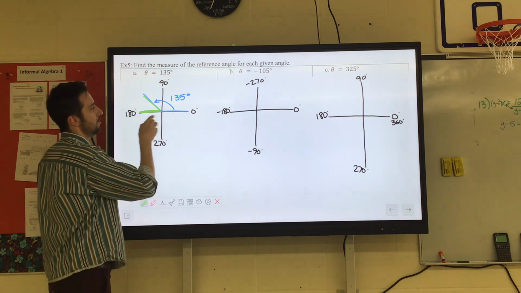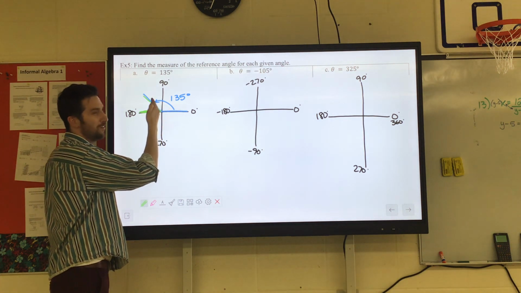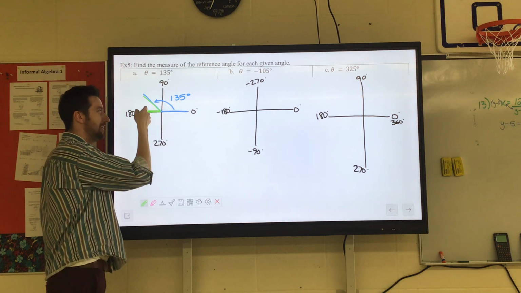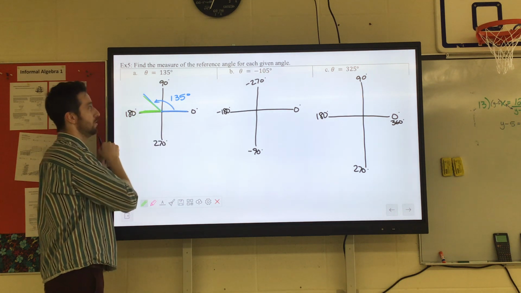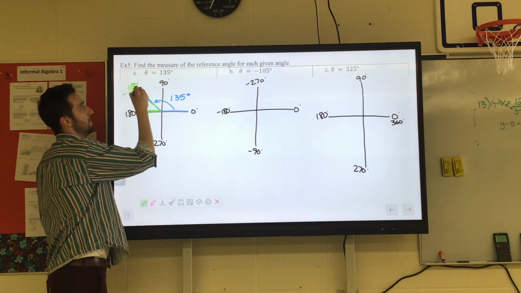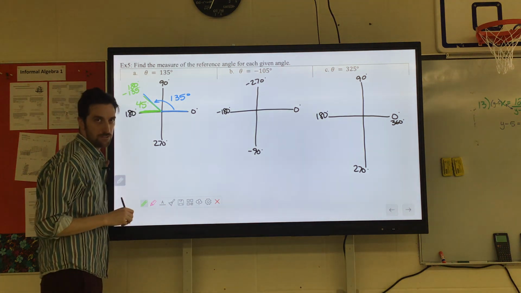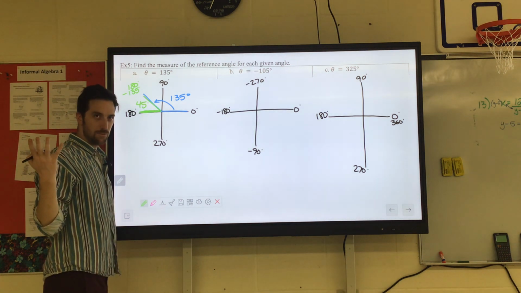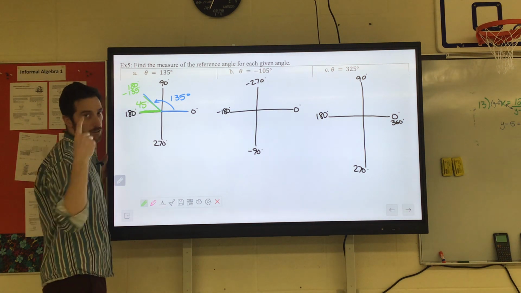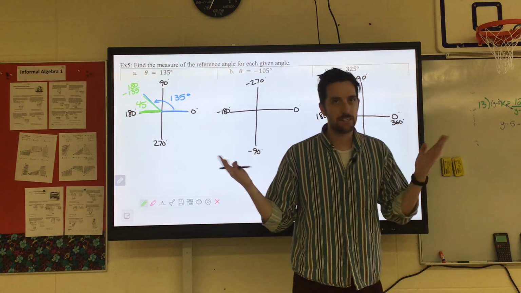Look at this. This whole angle would be 180. This part of it is 135. So if we needed this missing part, we could just do 180 minus 135, which leaves us with a 45-degree reference angle. What? That's pretty fun, right? Now, it always has to be positive, and it always has to be acute, less than 90 degrees.